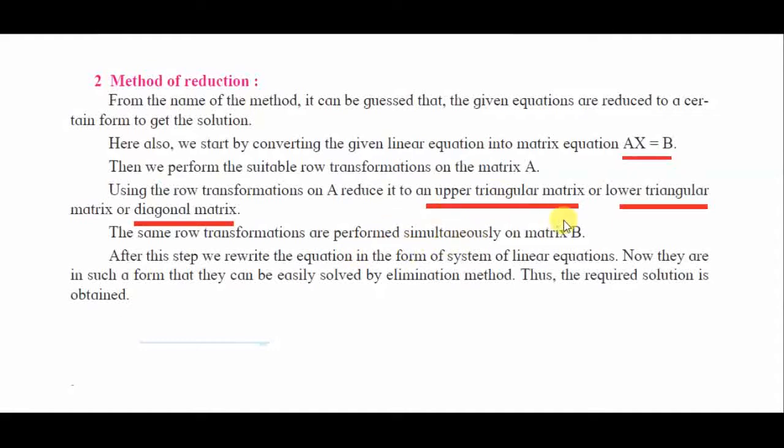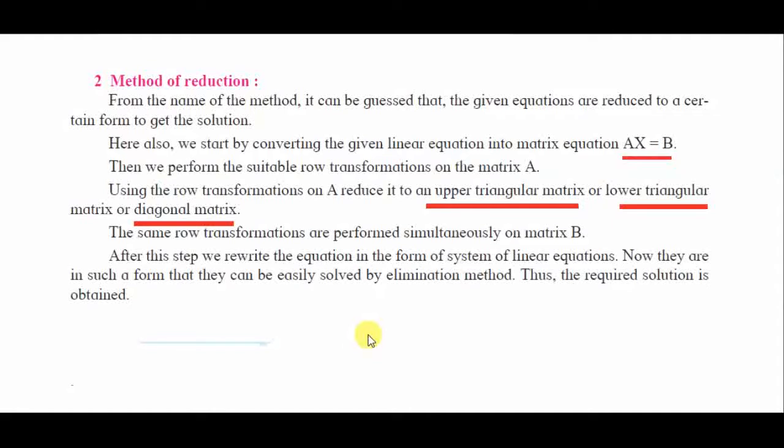And then multiply the resultant matrix A with X and compare with the matrix B, and we will get equations. We simplify the equations, and after solving them we will get the solution of the variables. So these are the two methods we have to understand.